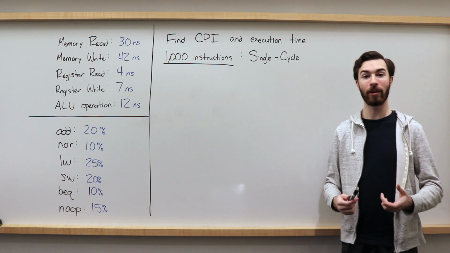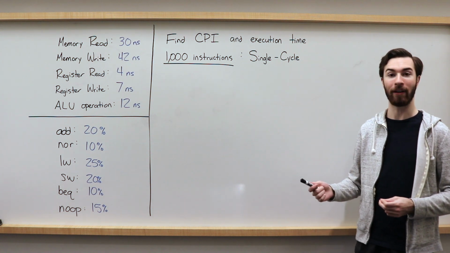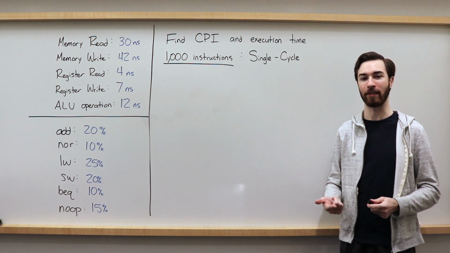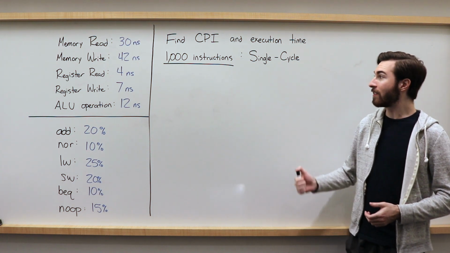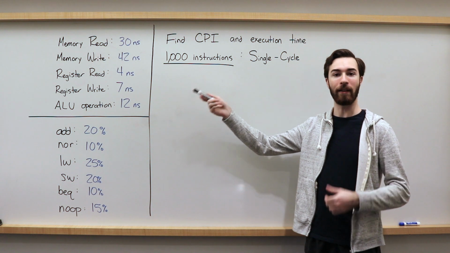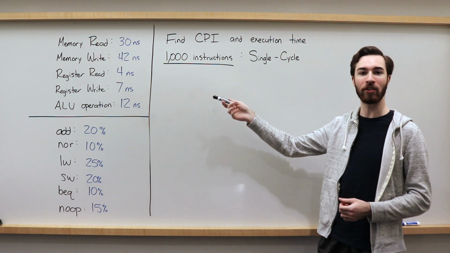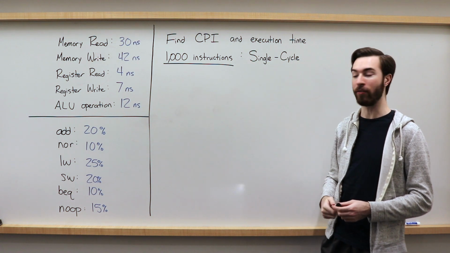Hi, I'm Matthew. Today we're going to be talking about benchmarking programs on the different types of data paths we talked about in lecture: single cycle, multi-cycle, and pipeline. Here you see we have the latencies for the different components of the data paths we talked about: reading and writing from memory, reading and writing from the register file, and doing an ALU operation.